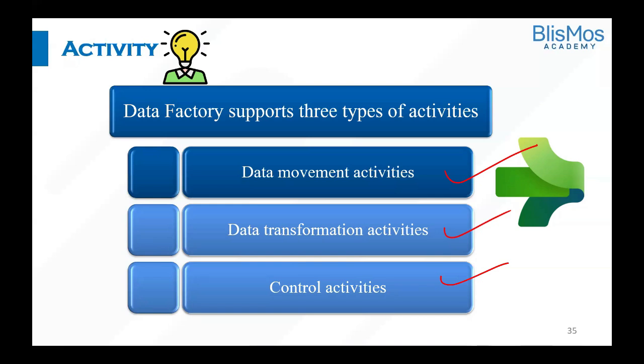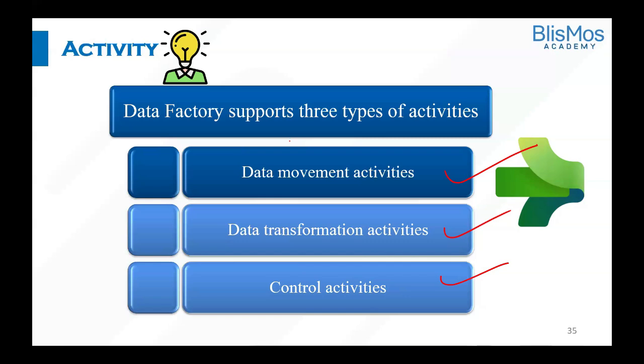Connecting all the activities together. Absolutely. Group of activities. Very good. It is a group of activities. Or one more way of saying it is a logical grouping of activities to perform a task. That is a pipeline. Activity is a processing step. There are three types of activities: data movement activities, data transformation activities, data control activities.